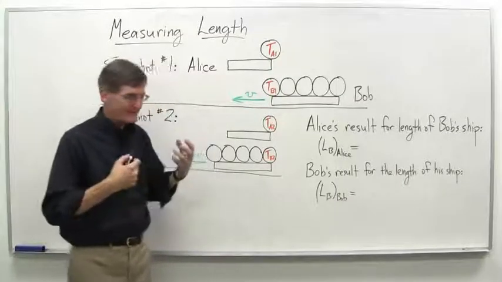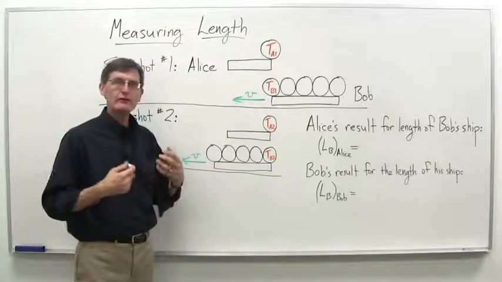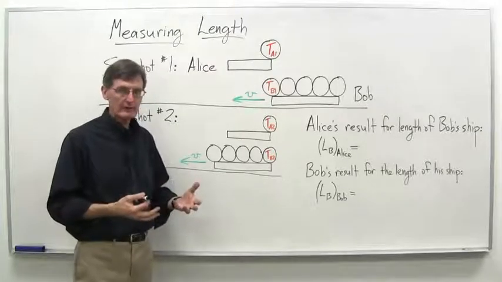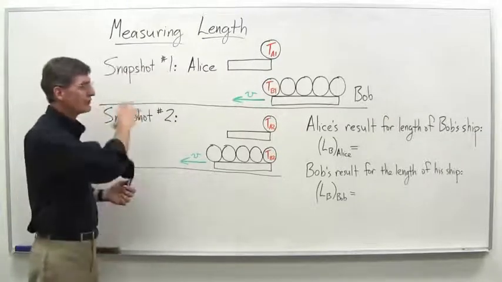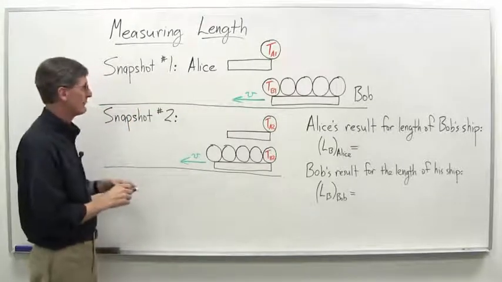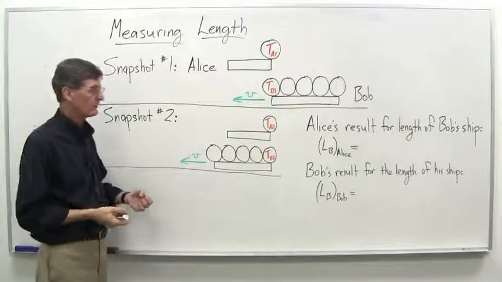Now that we've seen some of the results of the special theory of relativity in terms of measuring time, more specifically the time dilation effect, let's turn now to measuring length and see what we can find out about that, especially measuring the length of a moving object. And so here's our situation.